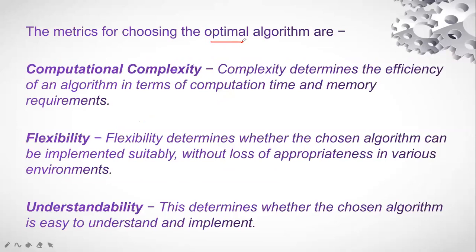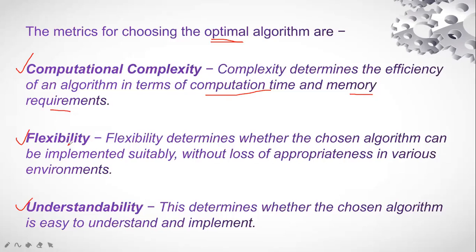How to choose the optimal algorithm? We can choose it with 3 parameters. What are these 3 parameters? They are the computational complexity. Computational complexity means we are talking in terms of the complexity which determines the efficiency in terms of computation time and the memory requirement. That means we are going to calculate the efficiency, how much computation time a specific algorithm requires, how much memory the specific algorithm requires. That is defined as the computational complexity. So we need to check on this parameter.